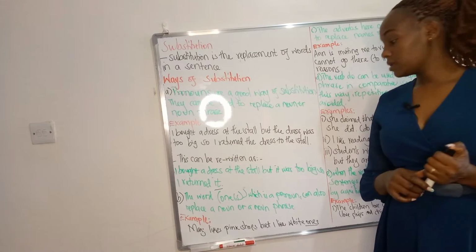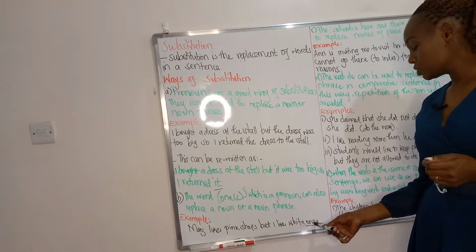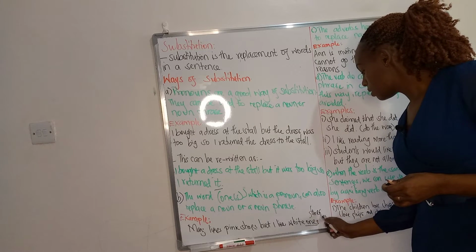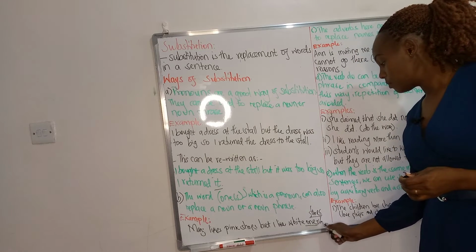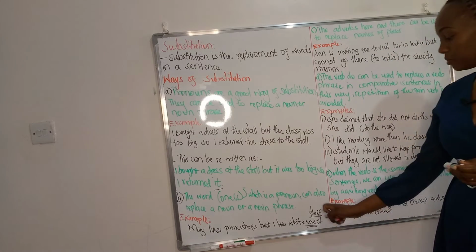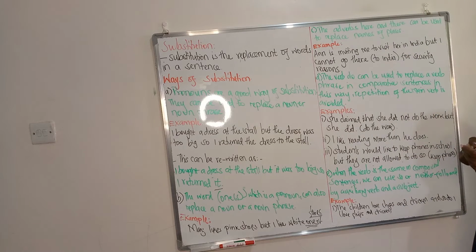The sentence could have been, Mary likes pink shoes, but I like white shoes. And so shoes has been replaced by the pronoun ones. And so this is substitution. We have replaced shoes with ones to make a good, correct sentence.